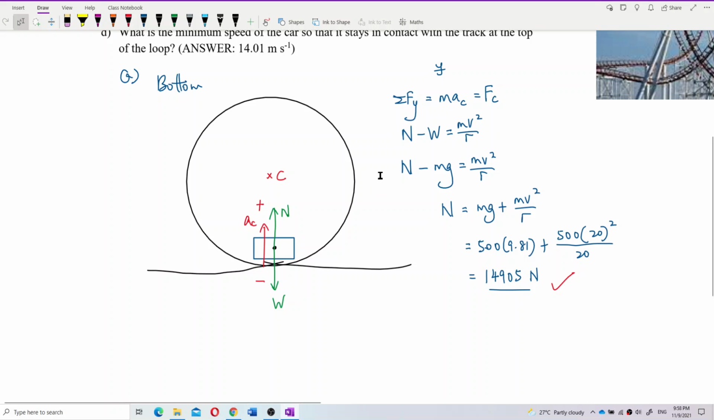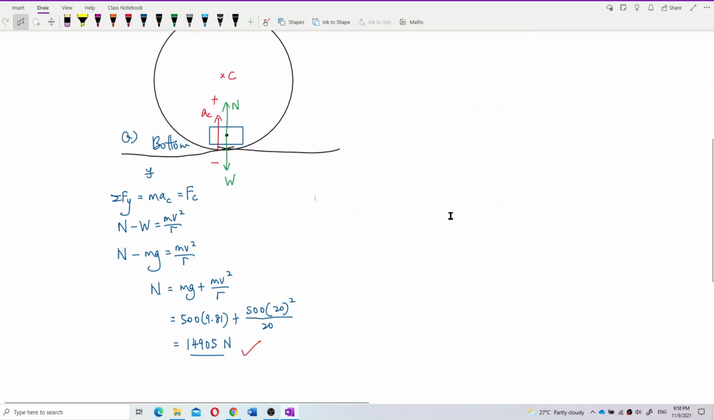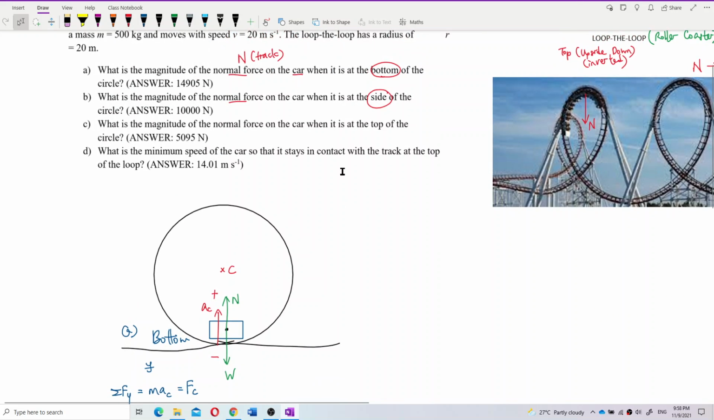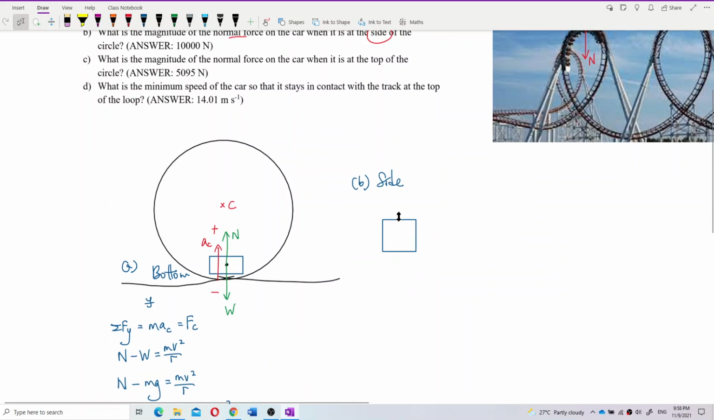Maybe I should rearrange. Okay, I rearranged already. A just now is at the bottom, so that was the calculation. Now for the side, it should be over here. So at the side, let's do B. So at the side, where is the car? The car is over here, like that.